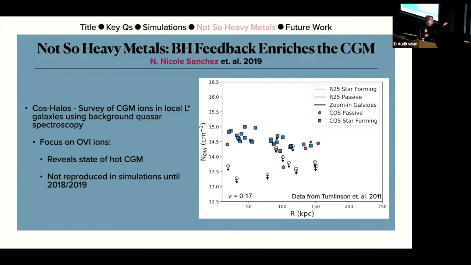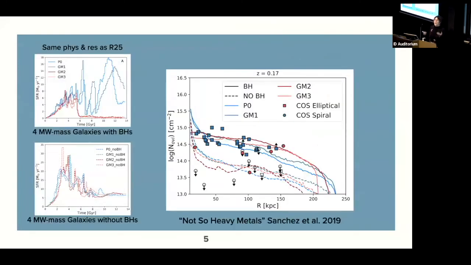Specifically, I compared O VI column densities as a function of radius, which you can see here on the right from Tumlinson et al. 2011. O VI column densities you can think of as a proxy for the hot gas in the halo. These results were not reproduced until 2018, 2019, including within my paper. I'm not going to try and convince you of the results of my paper.